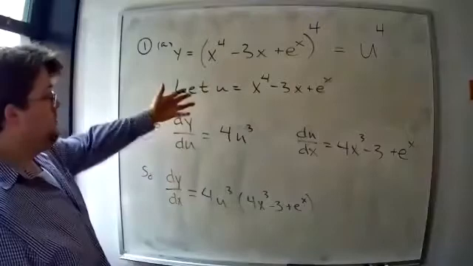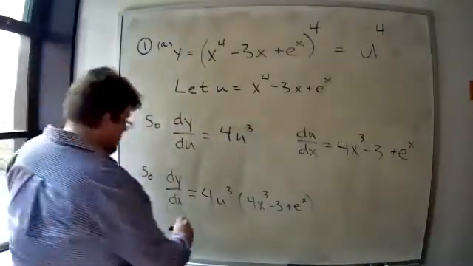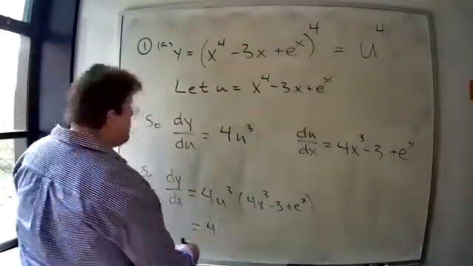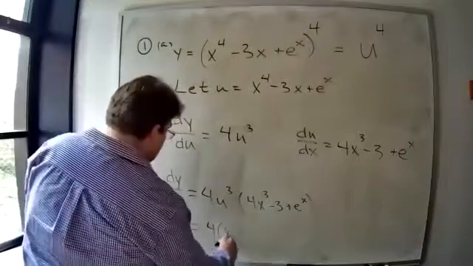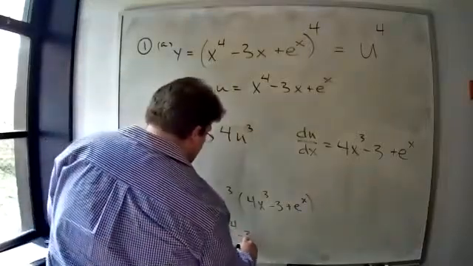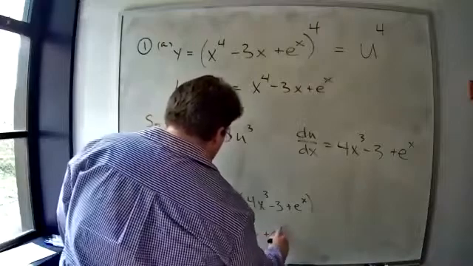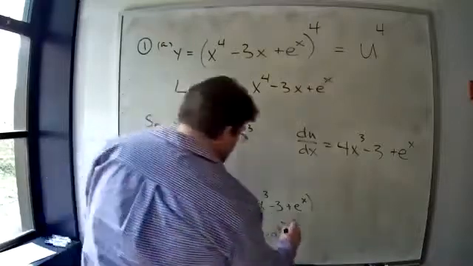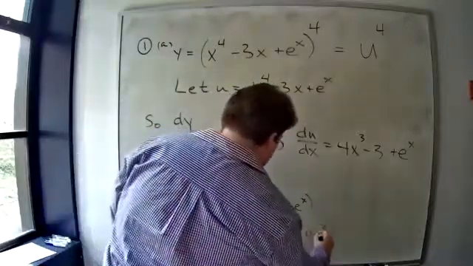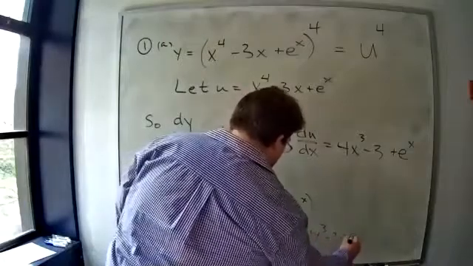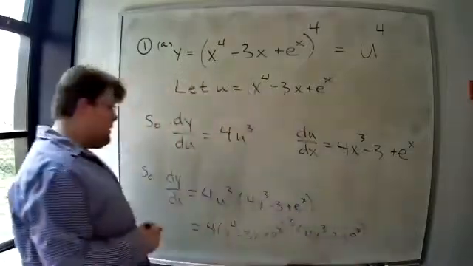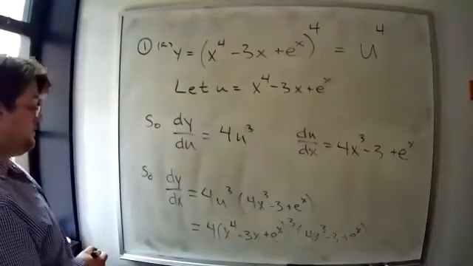And we can rewrite u in terms of x, so we should do that. U equals what? X to the 4 minus 3x plus e to the x, cubed, and then 4x squared, sorry, 4x cubed minus 3 plus e to the x.